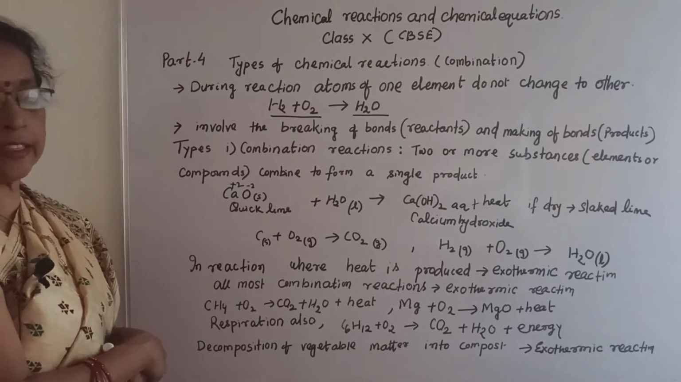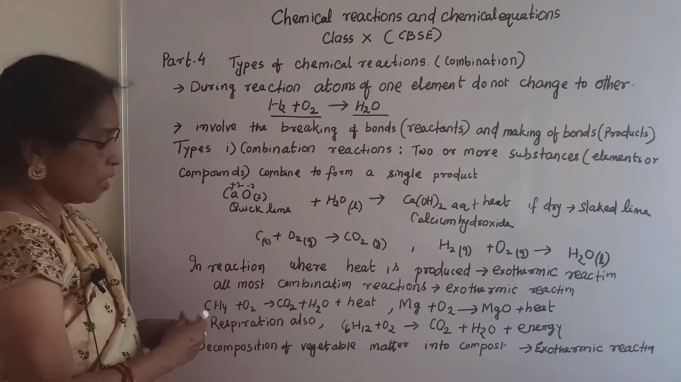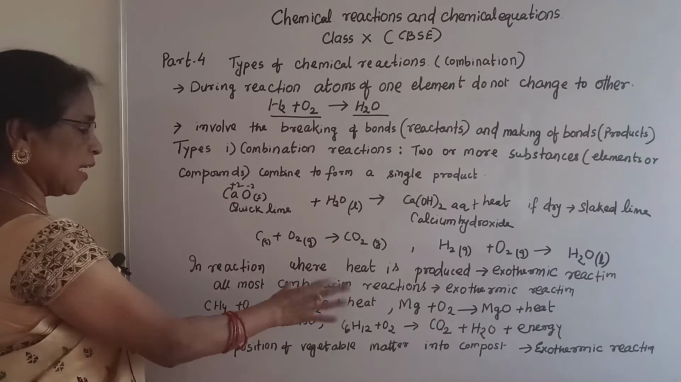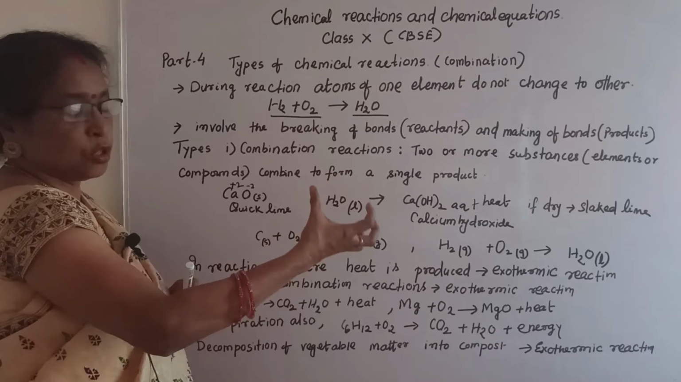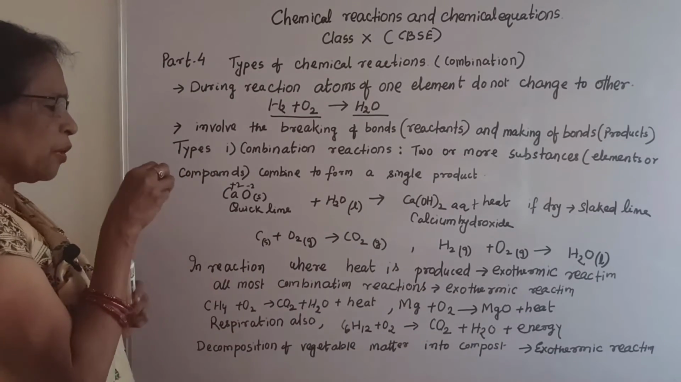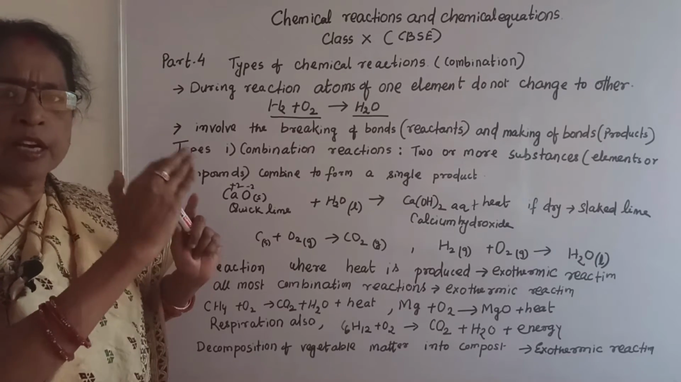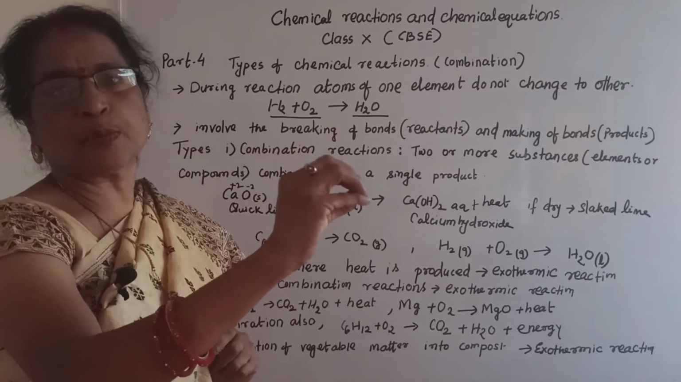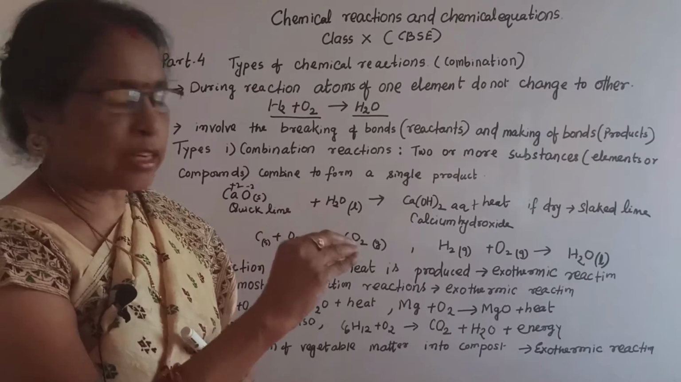CH4, that is methane. Methane plus oxygen gives carbon dioxide, water and heat. See, heat is written, so here heat is produced. Magnesium plus oxygen, it burns with a good flame and also heat is produced. Similarly, you can find where heat is written. Heat is written on the product side, plus heat, which means heat is produced. That means it is an exothermic reaction.